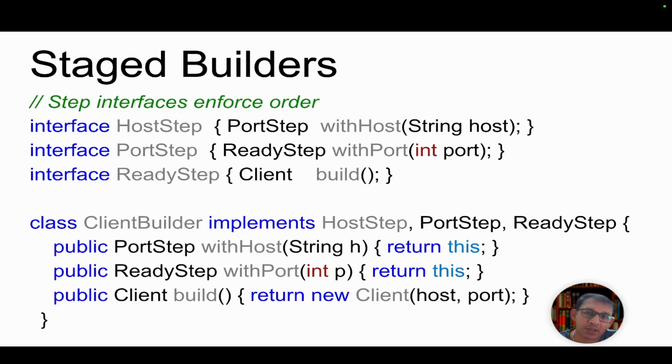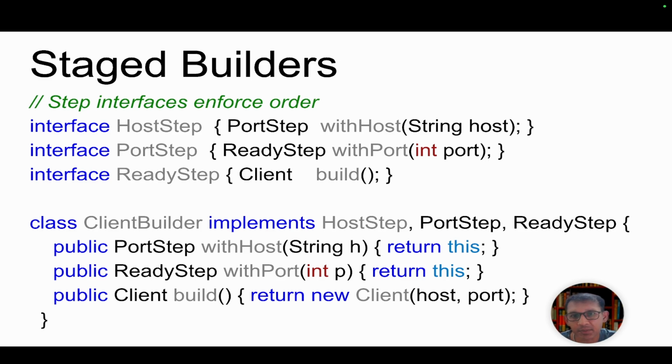Stage builders solve a different class of protocol problems. Object construction, where certain fields are required and must be provided in a specific order. The core insight is that we can use the type system to track not just what state an object is in, but what information has been provided during its construction.